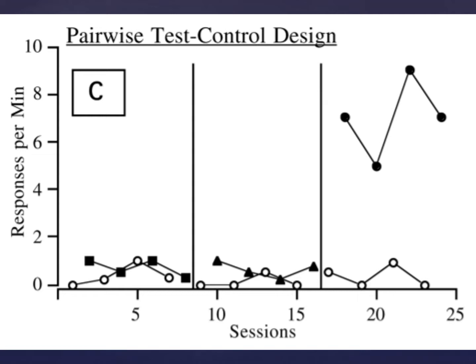Here is the pairwise design. Instead of waiting for steady-state responding in a reversal design, you instead alternate rapidly, as you would with a multi-element design, but only between a single test condition and control condition. The test and control conditions should be different enough from each other to allow stimulus control to be established more easily. This is a middle ground between a multi-element design and reversal design.